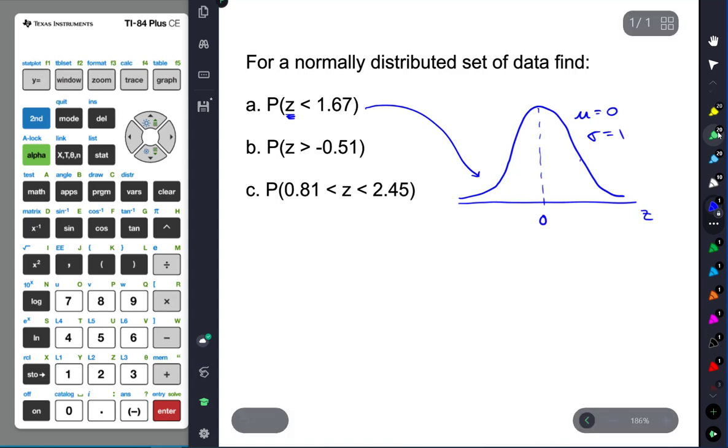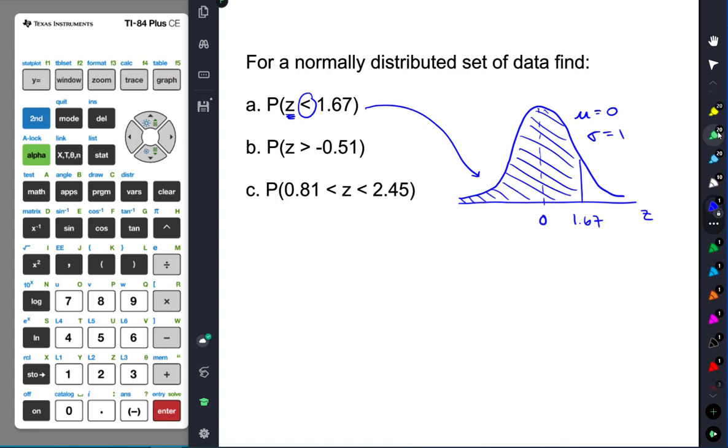And then 1.67, it doesn't really matter exactly where you put that. It's just somewhere to the right of 0. Now, here's where this symbol comes into play. So this tells me that I'm looking for all the z-scores that are less than 1.67. So the values that are less than 1.67 would be on the left-hand side of this distribution, because like 0 is one value that's less than 1.67. So the probability that we want is this shaded area right here, and it extends all the way down to negative infinity and then stops up here at 1.67.